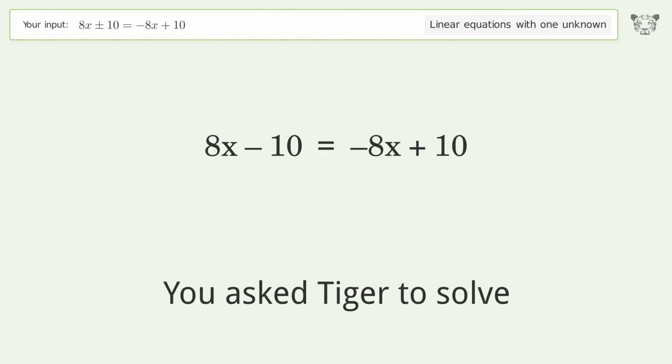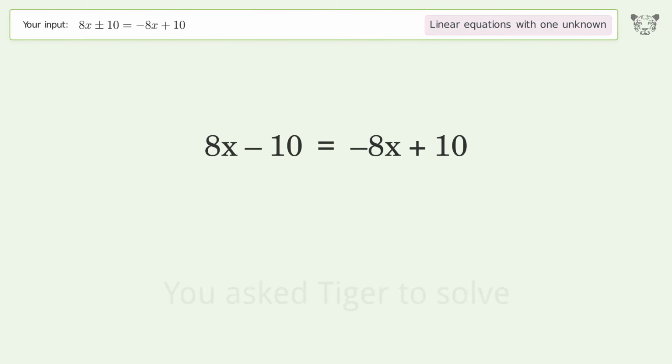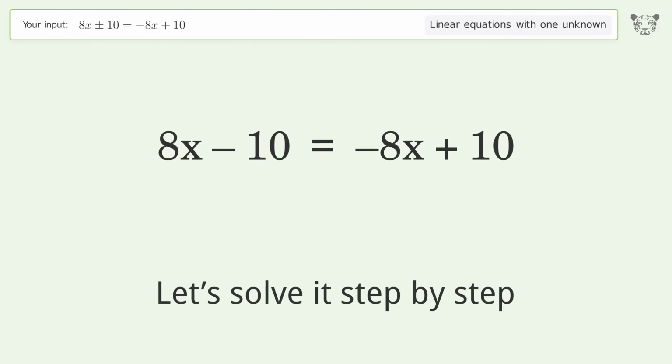You ask Tiger to solve this. This deals with linear equations with one unknown. The final result is x equals 5/4. Let's solve it step by step.